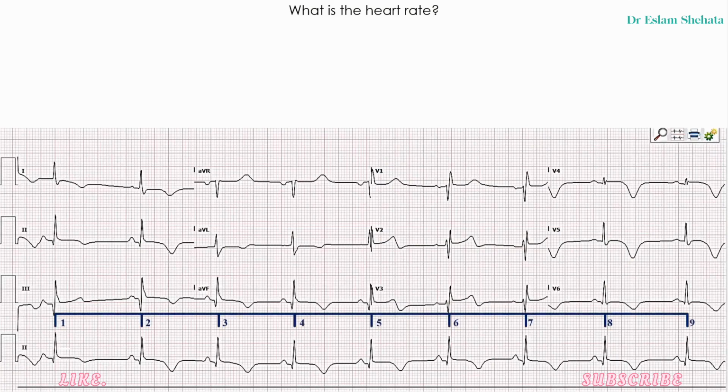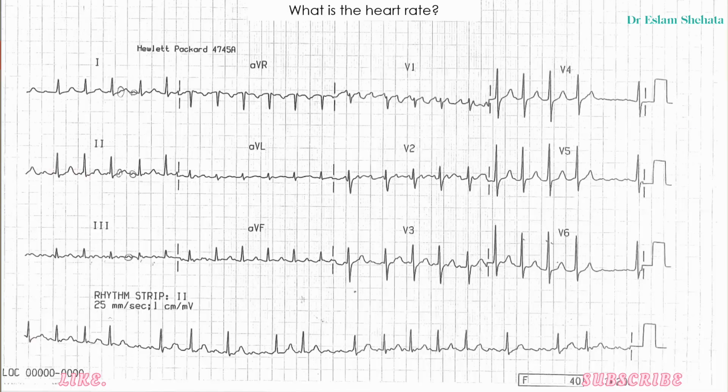Okay, so let's answer what is the rate. If we count the number of QRS complexes in the rhythm strip, that's 9, multiply by 6, 9 times 6 is 54, and there you go, the rate's 54. But I did mention it's important to know both ways.